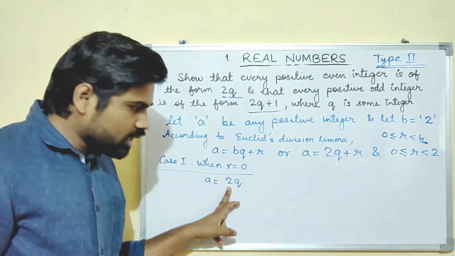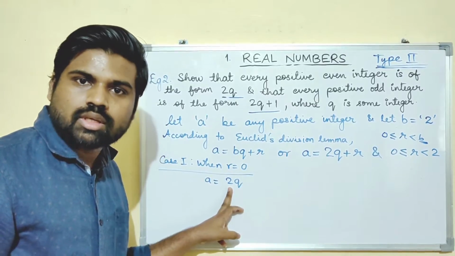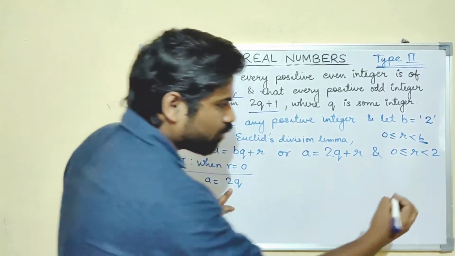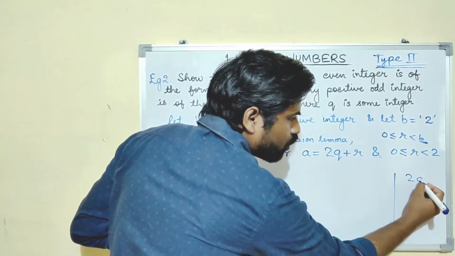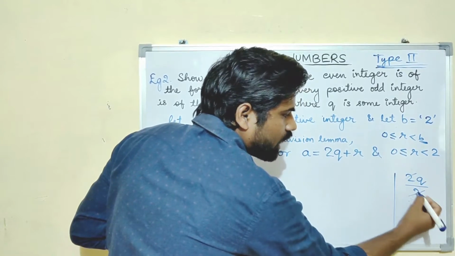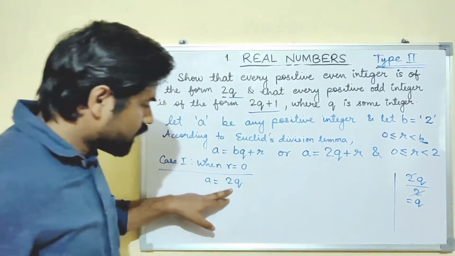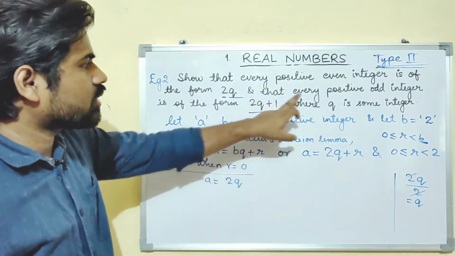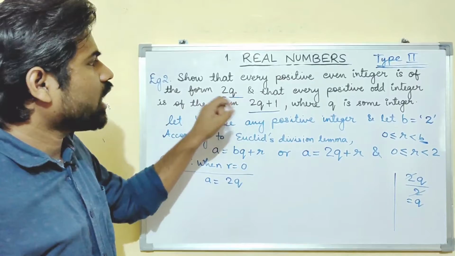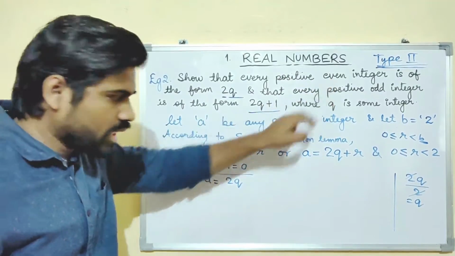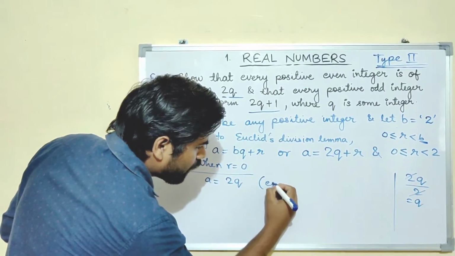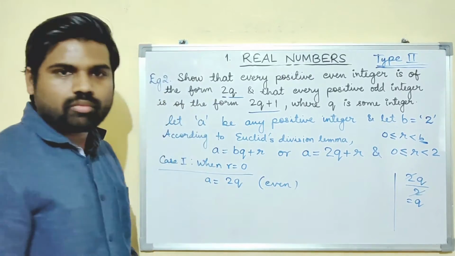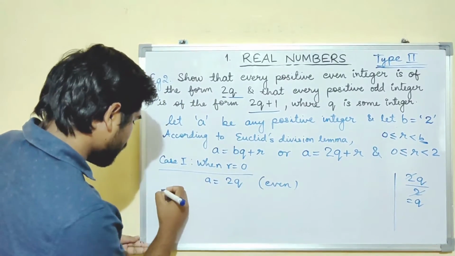Can you tell me whether it is divisible by 2 or not? Yes, it is divisible by 2. If you can see in the rough that 2q divided by 2, you will get q. That means this particular number is divisible by 2, which means that it is a what? Even number, even integer, right? So you will write it in the bracket, even. Now let us see the case second.